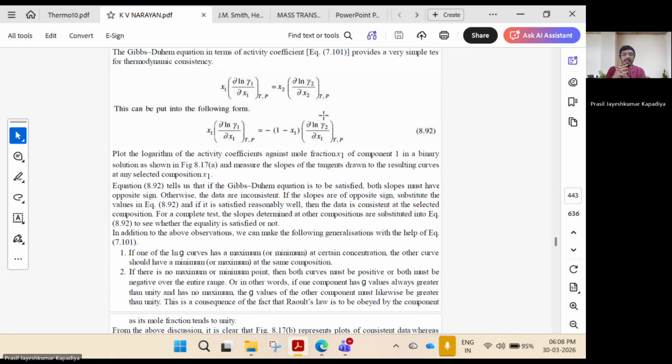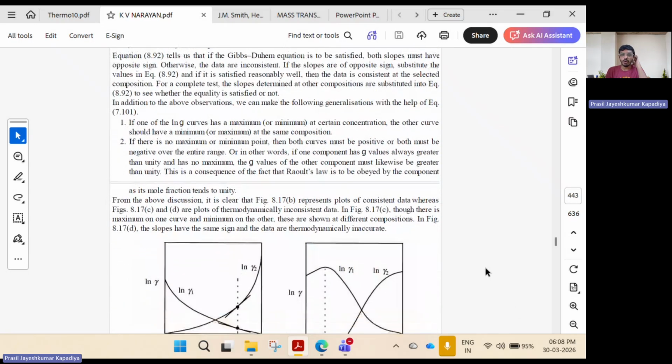We check whether x1 into this slope is equal to minus x2 into del ln gamma 2 by del x1, whether it is satisfied or not. If both criteria are satisfied, then we can say that the data is thermodynamically consistent.